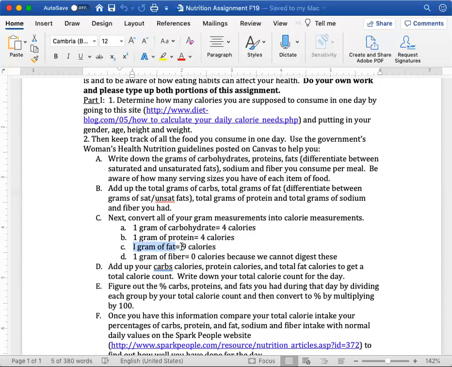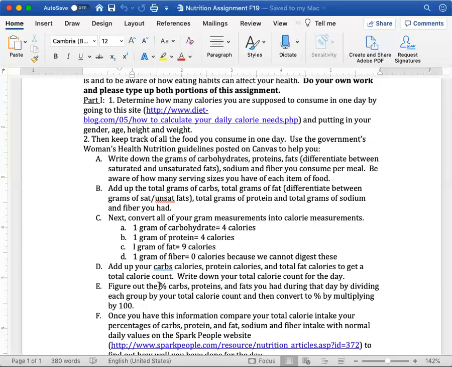If I had 4 grams of fat, 4 times 9 is what? 36. Sorry, it's really late, guys. It's going to give us way more calories, right? So 1 gram of fiber, you don't convert to calories because we can't digest it. I want you to track fiber though, because you need fiber to keep that digestive tract moving, and it's important to have that. So 1 gram of fat gives you 9 calories.